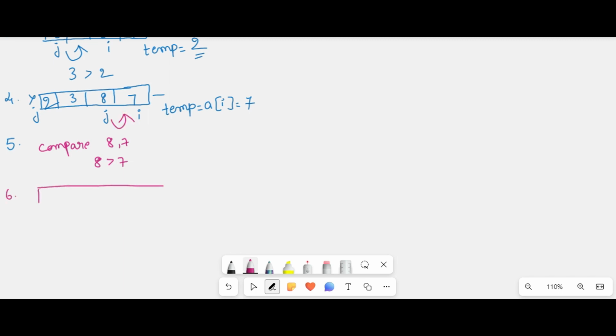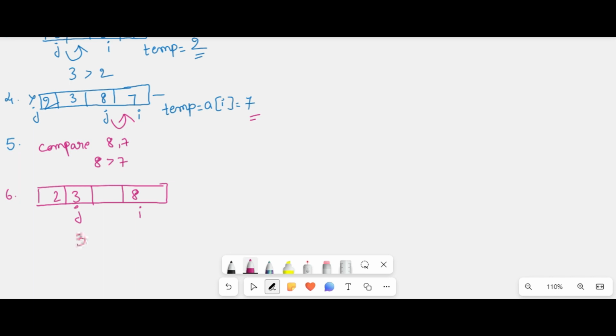So now the array will become 2, 3 as it is. 8 is moved here. Now 7 is overwritten with 8. Where is 7? 7 is stored in temporary variable. That's why we have taken temporary variable. Okay. So now here jth position, that means 8 is moved one position right side. Decrement j, I is present here only.